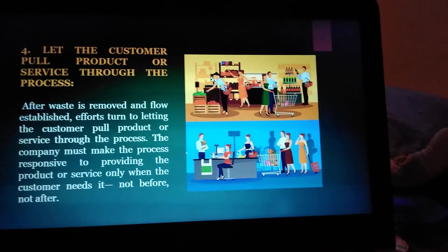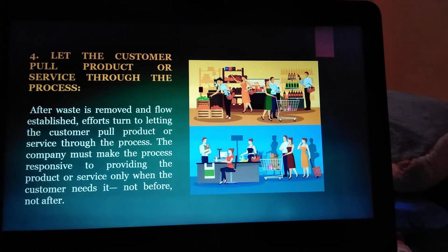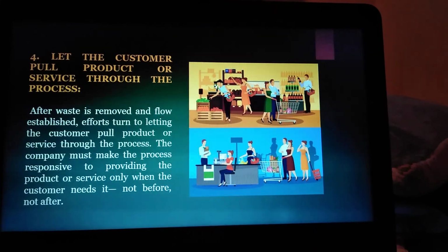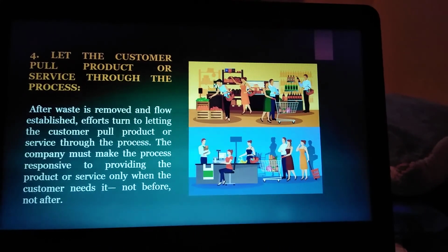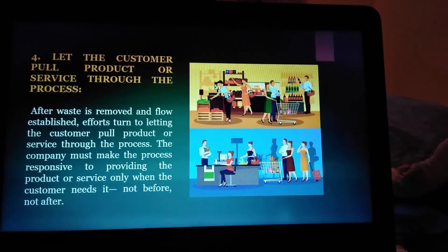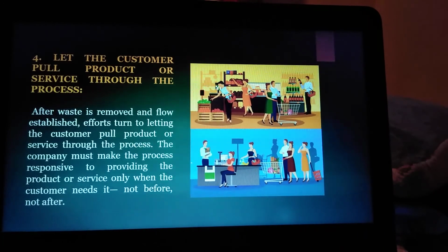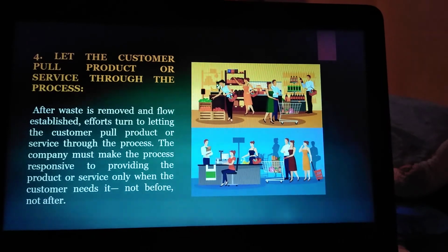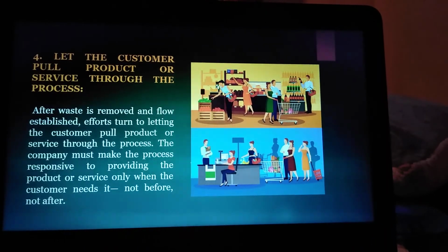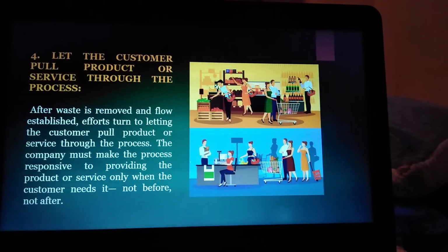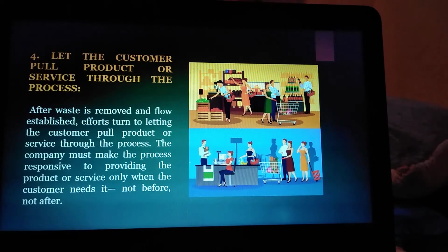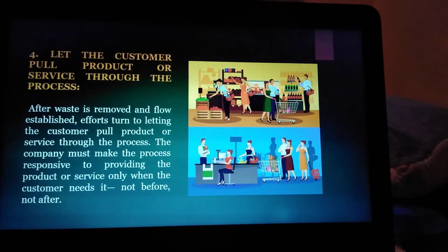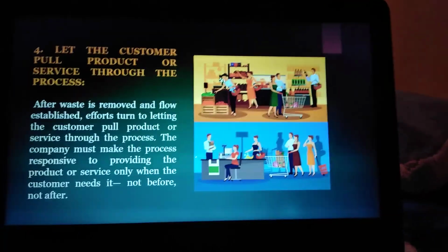Let the customer pull the product or service through the process. After waste is removed and flow stabilized, it is time to let the customer pull the product or service through the process. The company must make the process responsive to providing the product or service only when the customer needs it, not before, not after.